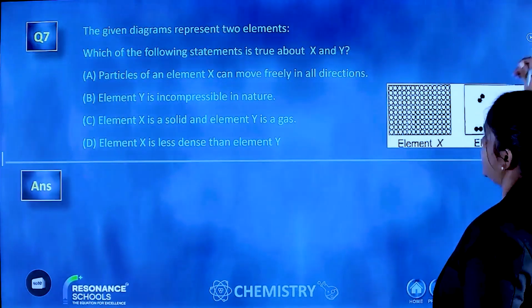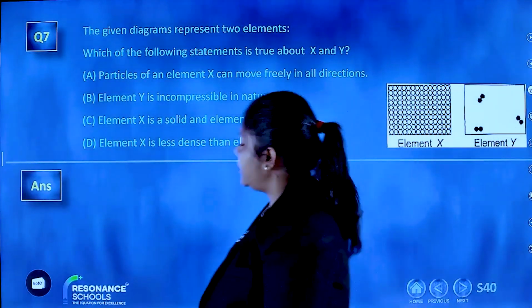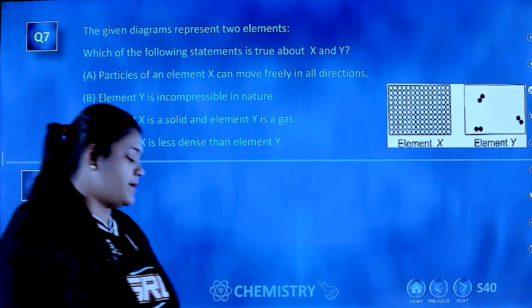Going to the next question. The given diagrams represent two elements.